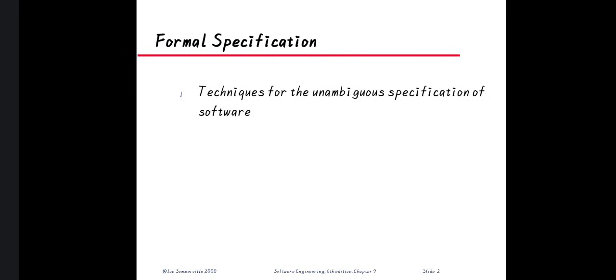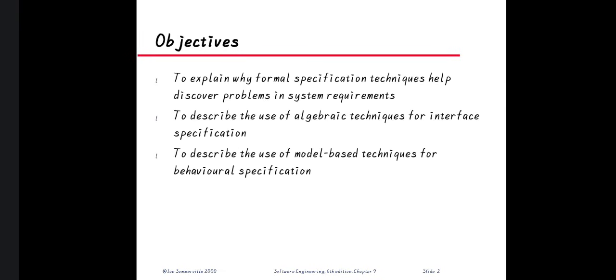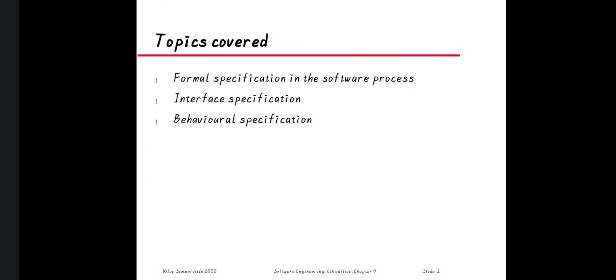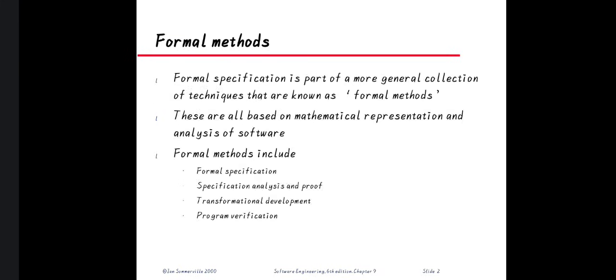Formal specification is a technique for the unambiguous specification of software. Objectives: to explain why formal specification techniques help discover problems in system requirements, to describe the use of algebraic techniques for interface specification, to describe the use of model-based techniques for behavioral specification. Topics covered: formal specification in the software process, interface specification, behavioral specification.